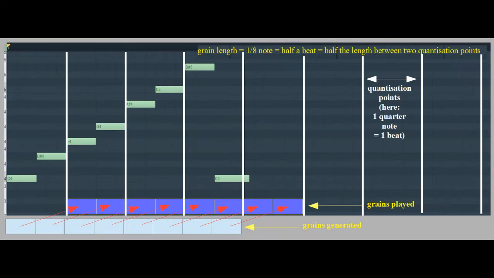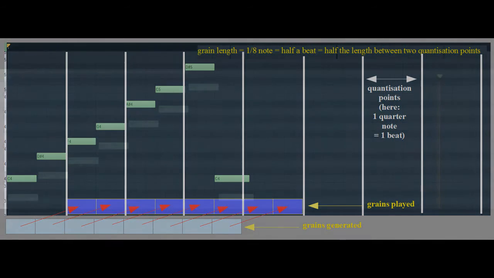I recommend to watch my videos about the buffer again, videos 3 and 4 of this series, to refresh your awareness of the goings on in the buffer if necessary. In the last example, the grains fit perfectly between 2 successive points of quantization. So, what if they didn't?